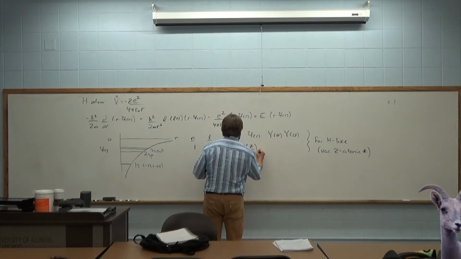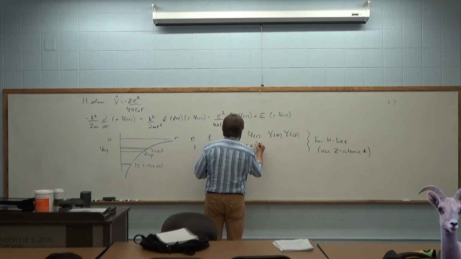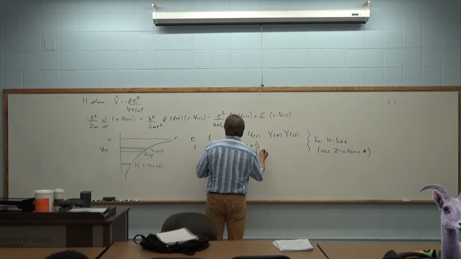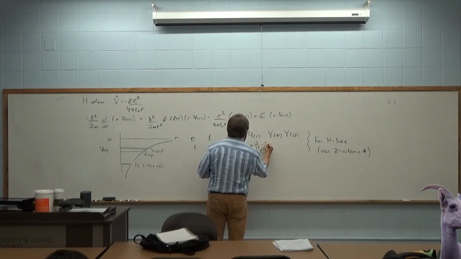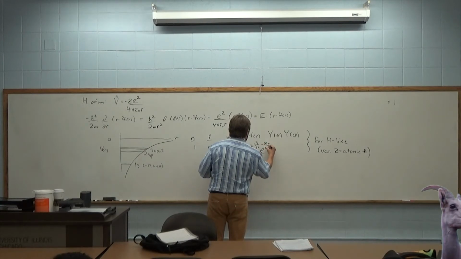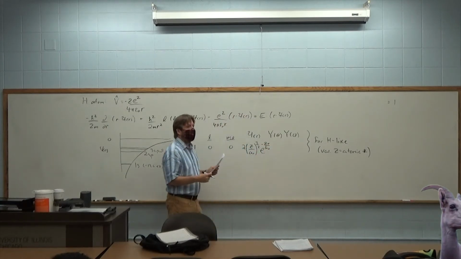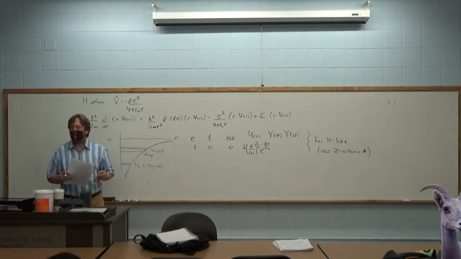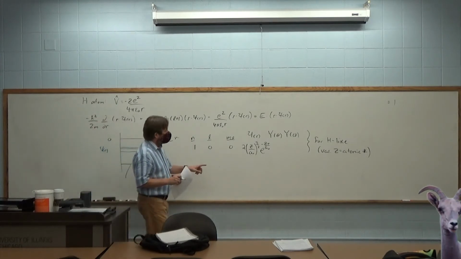A naught is a bunch of constants. They're in units of meters. It's called a Bohr radius. I'm sure you've heard of that. It's about half an angstrom, 0.52 angstroms, I believe.